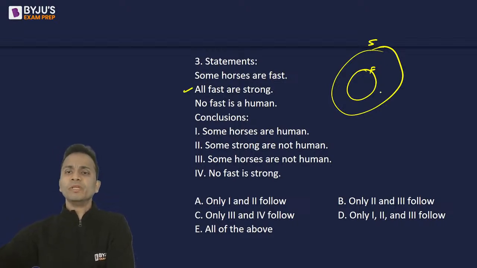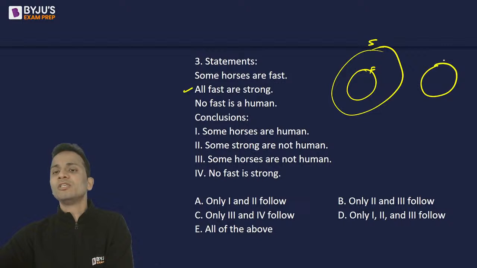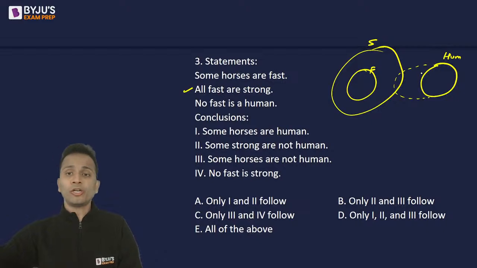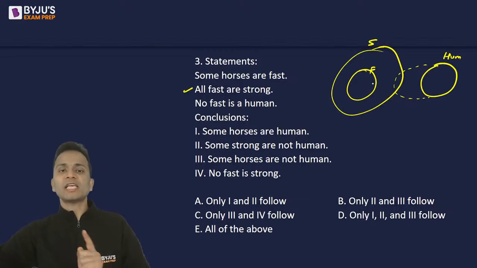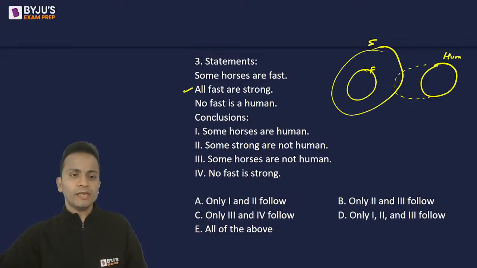Now, no fast is human. So fast and human are away from each other. So the human's circle can be like this, or the human's circle can partially overlap the circle of strong. There may be a possibility. This is a possibility, so this is not a surety but a possibility. So the circle of human may or may not overlap the circle of strong, but it will not touch the circle of fast. So fast and human are away from each other. Okay. Now let's draw the last circle of horses. Some horses are fast. So horses can be like this.